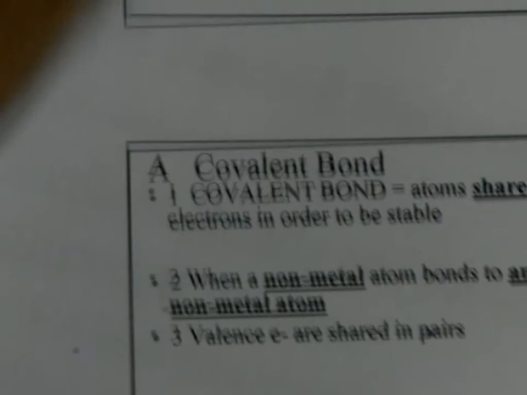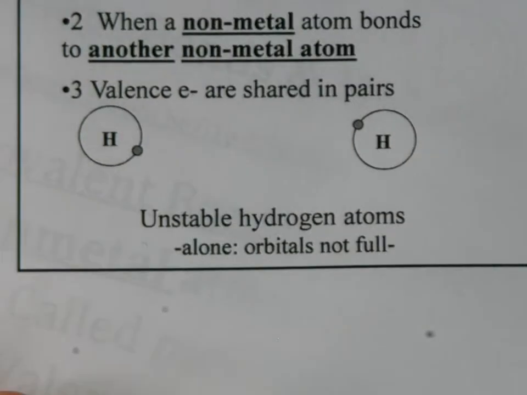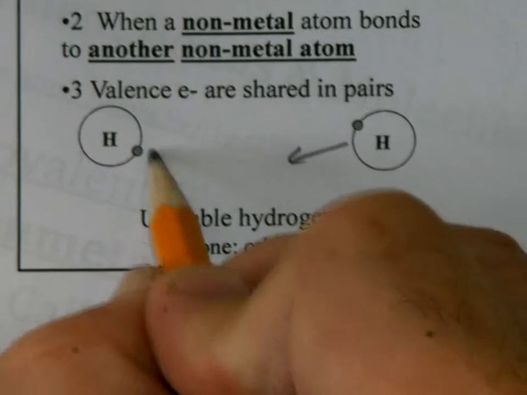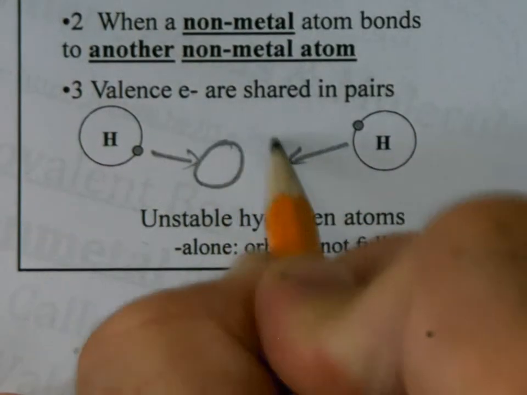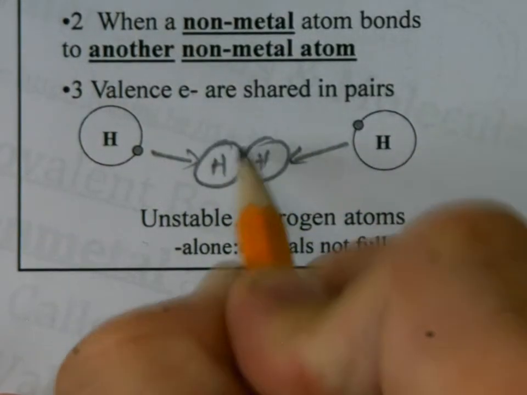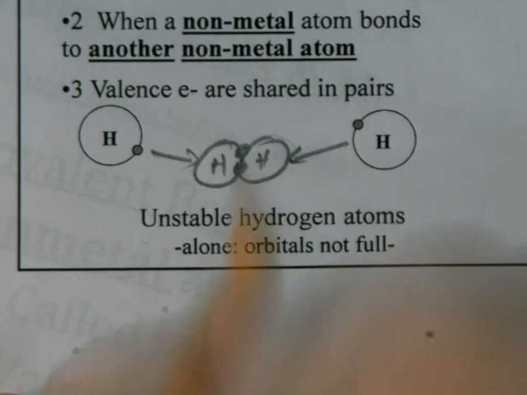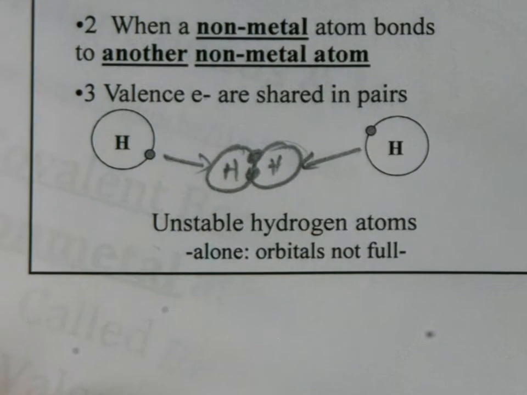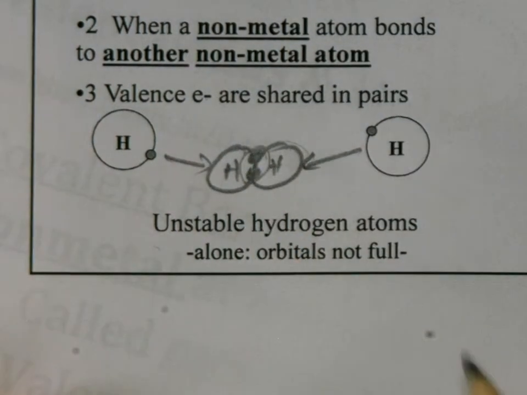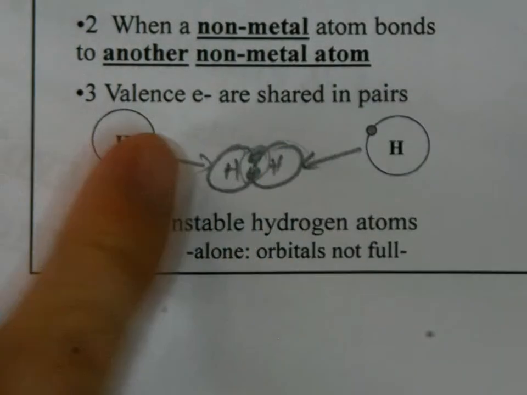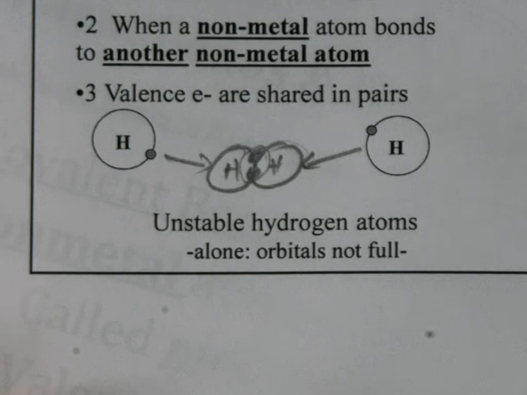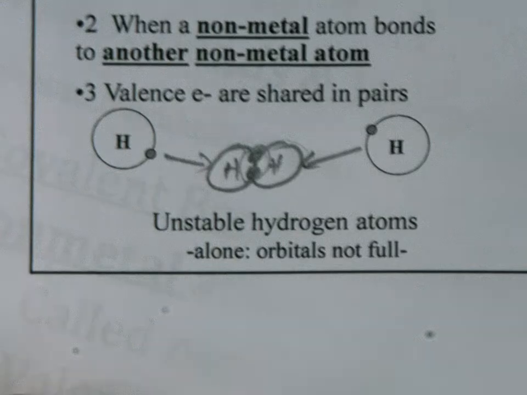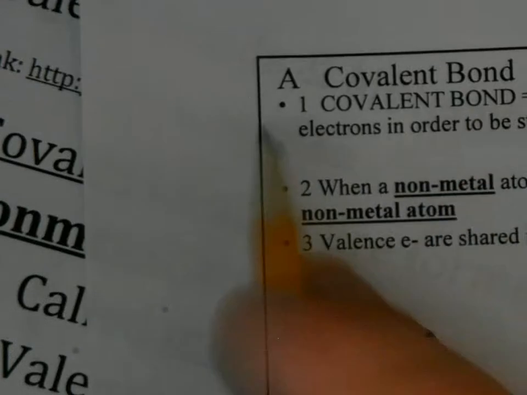Okay, so what happens here is that those two hydrogens are going to move towards each other, and they're going to share those two electrons. Now we've got a pair of electrons being shared. Each element there, each hydrogen, thinks it is now helium, and you get a fairly stable chemical bond. So that was part A, covalent bond.